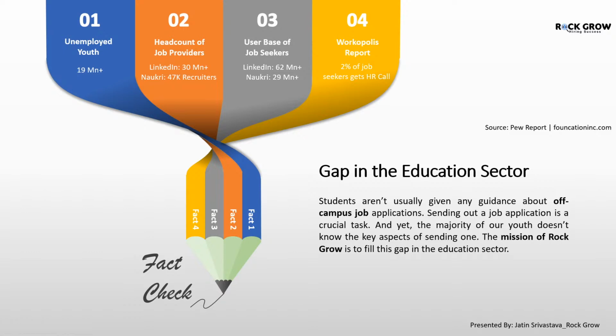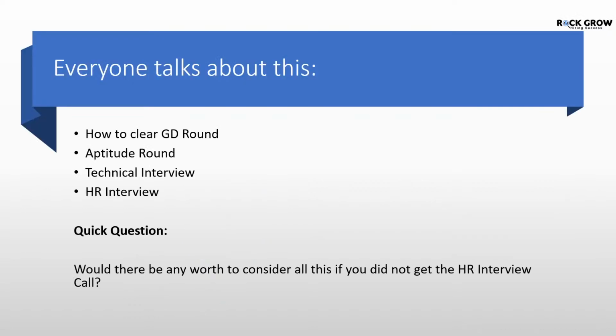That's the reason why Vacopolis says that only 2% of the job seekers get the HR interview call. The remaining 98% get eliminated because they don't know how to fast forward their job application, and that's something we're gonna decode today. When we talk about the current system, everyone talks about how to clear the GD round, the aptitude round, the technical interview, the HR interview. But my question is, does it make any sense to get prepared for those GD, aptitude and other rounds if you do not even get that HR interview call?